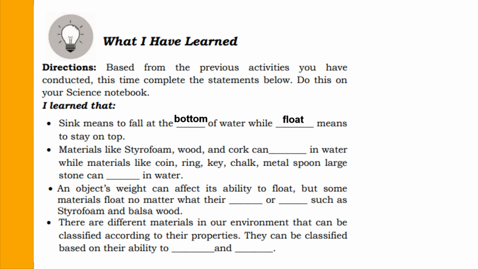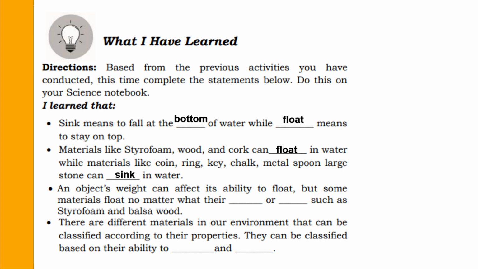Next, materials like styrofoam, wood, and cork can blank in water, while materials like coin, ring, key, chalk, metal spoon, and large stone can blank in water. What is your answer? Very good. Materials like styrofoam, wood, and cork can float in water, while materials like coin, ring, key, chalk, metal spoon, and large stone can sink in water.